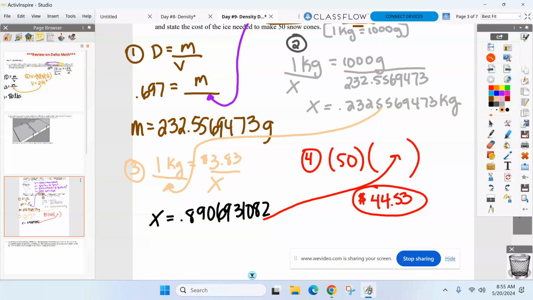Check your units. You're gonna have to change something, whether it's at the beginning of the problem or for your mass. Guarantee it with these problems, you will always have to change something now.